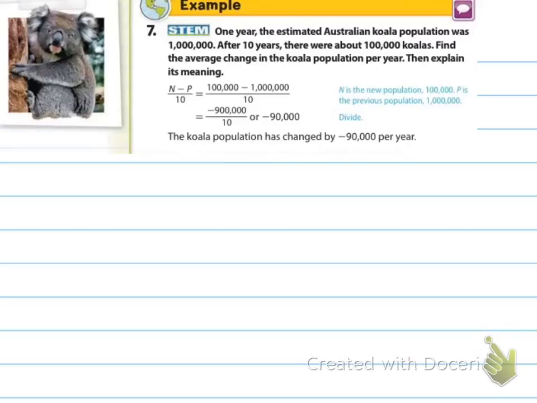So originally we had 1 million, and then it went to 100,000. Wow, that's a huge difference, isn't it? And that was over a 10-year cycle. So if you subtract the two, you notice that you're at negative 900,000 for 10 years. So that's negative 90,000 per year. So apparently the population is decreasing by 90,000 per year, which is, they're being hunted or they're dying, or I don't know what the deal is.